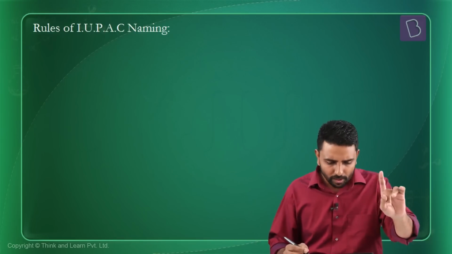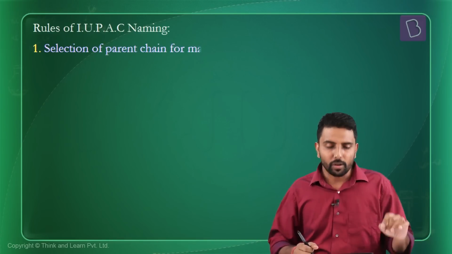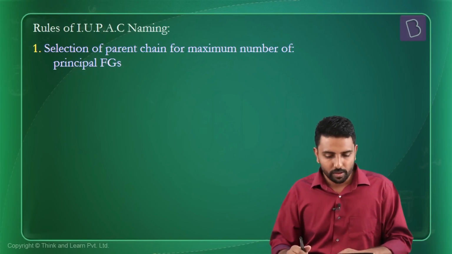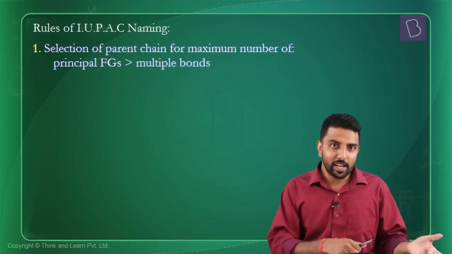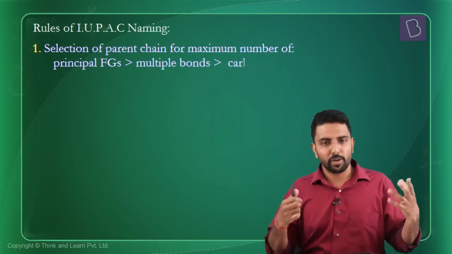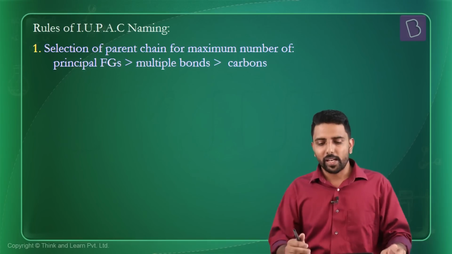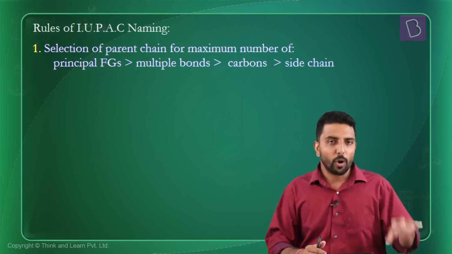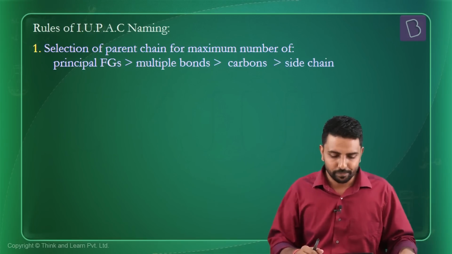To start with, we have to select the parent chain for maximum number of principal functional groups, which has a higher precedence as compared to multiple bonds, which in turn has a higher precedence compared to the number of carbons, as in you have to select the longest chain. And then at the very last, we have the side chain, as in the number of side chains. We always have to optimize for the things that are at your left.